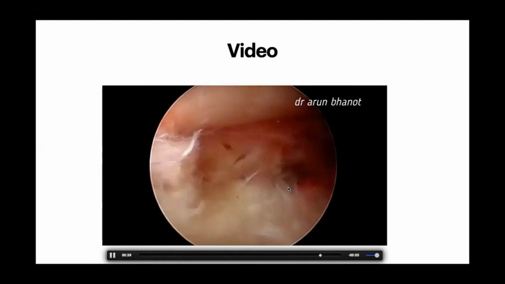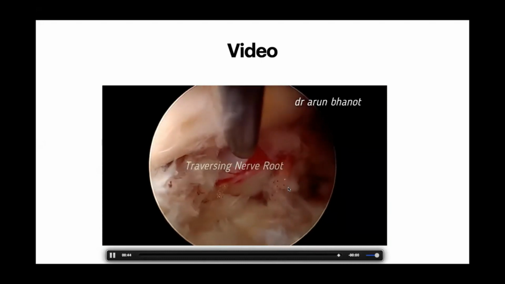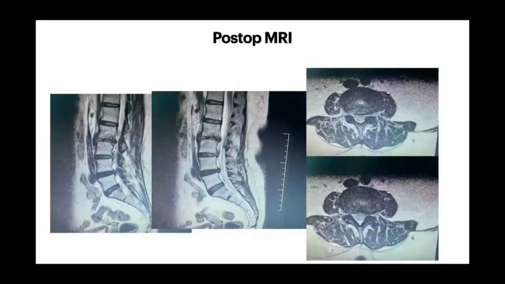Once we clear the multiple fragments, you see the exiting root is already decompressed, and you can see the traversing nerve root at the end of the procedure. So that is how we were able to get a reasonably good outcome. And this is the post-operative MRI. Any comment?